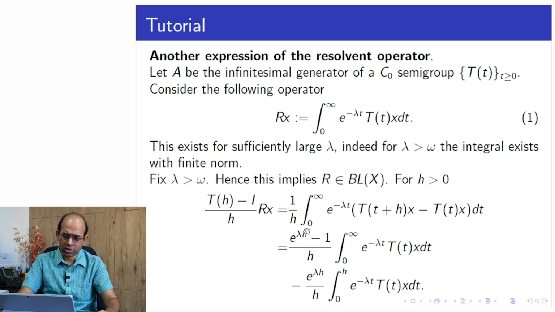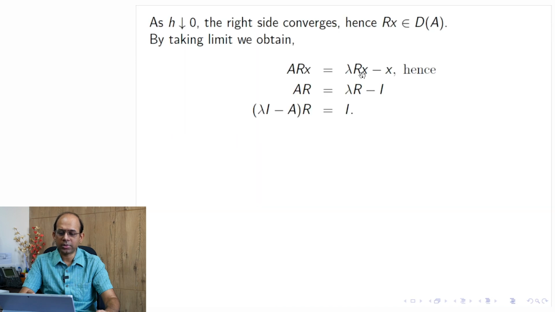Why? Because this is going to give me lambda, as I have mentioned, this is going to give me x, and then this inside thing is, from definition, Rx. Okay, so the right hand side is becoming lambda times Rx minus x. So this is true for all possible x, small x, correct? So we can conclude that the operator AR is equal to lambda minus identity.